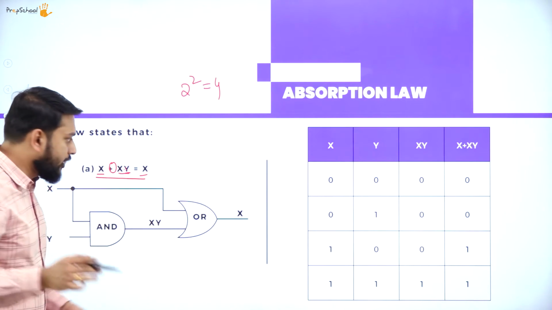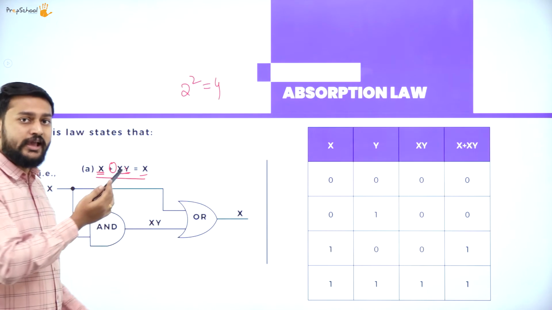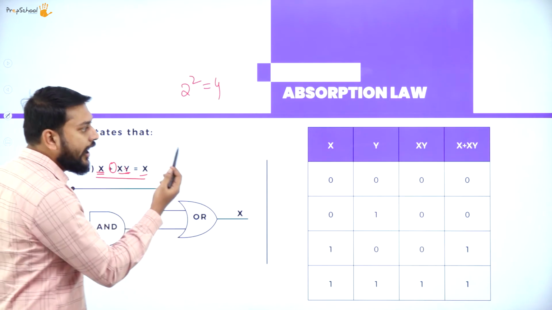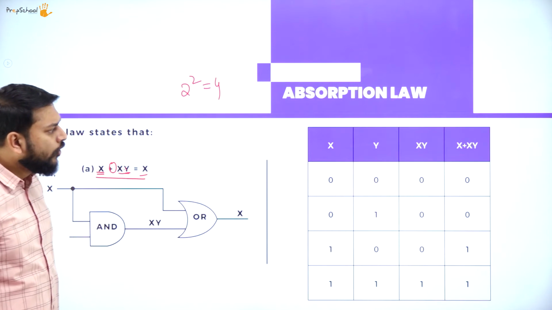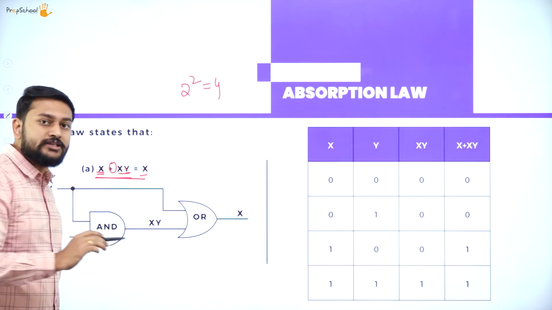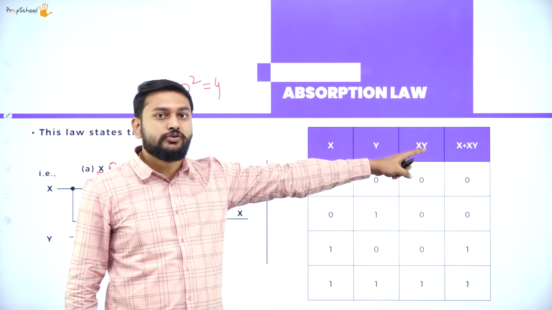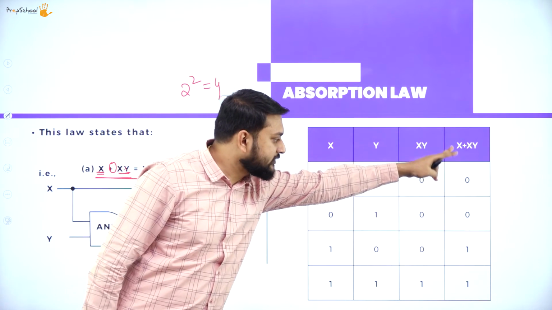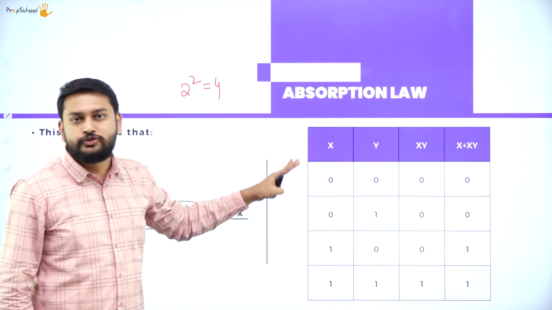So how do I write the truth table? Do I have the x value? Yes, I have the x value. Do I have x into y? No, I don't have it. So fine, I have to write x into y. After that, what is that I have to check? I have to check for this x plus x into y. So that's what I have done: x plus x into y. So this x plus x into y should be equal to the x value. So that's the truth table that I should have.